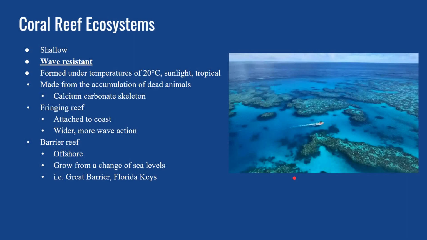Coral reefs are shallow due to the growth of the reef, and also the area where a coral reef grows can't be too deep, or else the photosynthetic bacteria that live in the coral and form a symbiotic relationship with the coral wouldn't get the sunlight they need. So the water can't be too deep. It also can't be too turbid or murky, which is why you usually don't get coral in river deltas. They form in temperatures of around 20 degrees Celsius, and they have to be, again, fairly sunny.